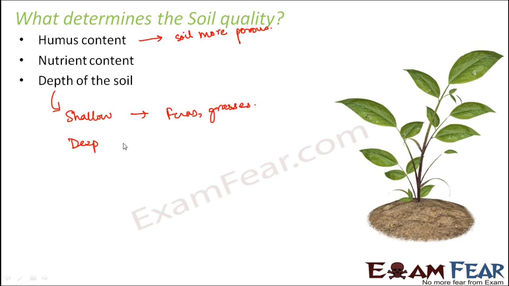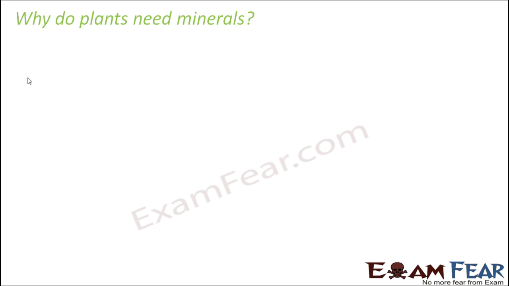Whereas most of the shrubs need deep soils because their roots go deep into the soil. So depending upon what kind of plants, or depending upon the depth of the soil, you have to decide what kind of plants you should grow on that soil. So humus content, nutrient content and depth of the soil primarily determine the quality of the soil.